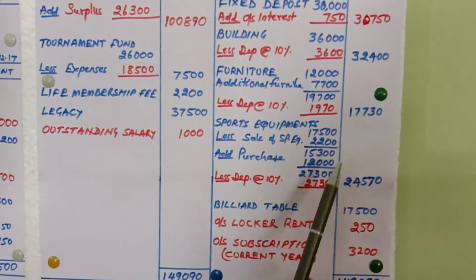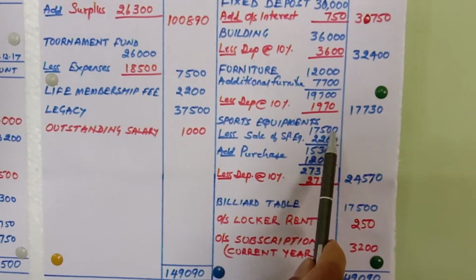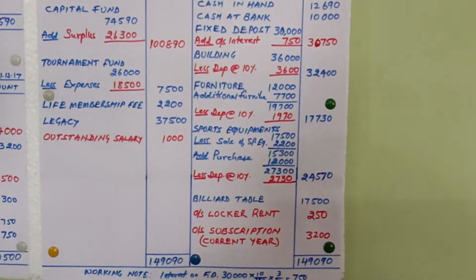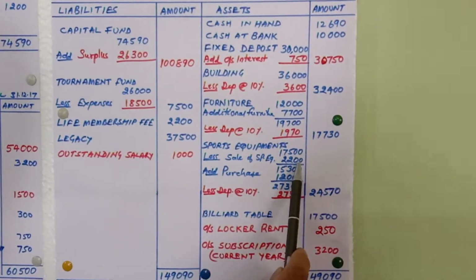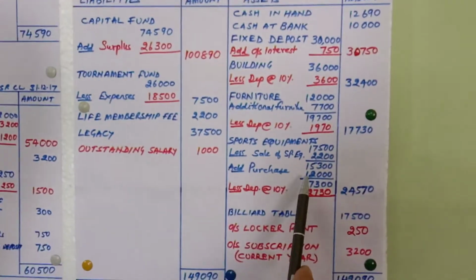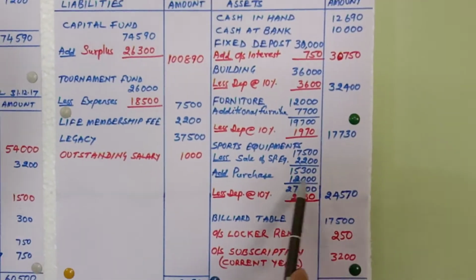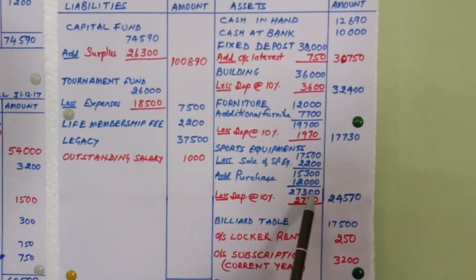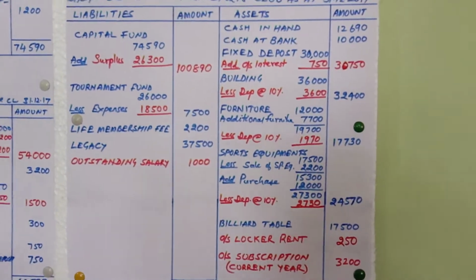So total, once again I repeat, sports equipment coming from last year 17,500, then sale of sports equipment 2,200, then purchase during the year is 12,000 rupees. Total it became 27,300. Now look at the adjustments.